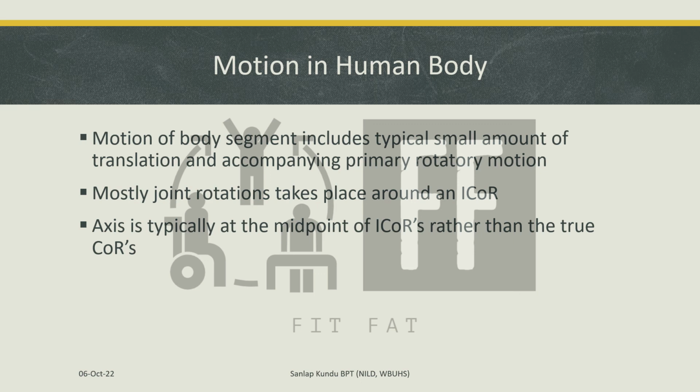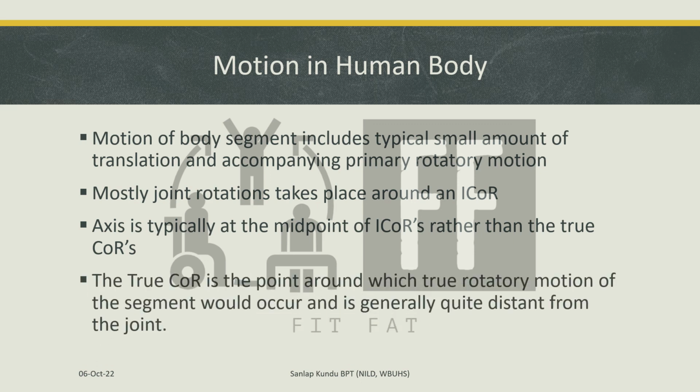And the final thing about this center of rotation is that the true center of rotation is the point around which true rotatory motion of the segment would occur. And the thing is, ये जो true center of rotation होगा, वो जो joint का movement है, वो joint से काफी दूर पे होगा, right? एकदम joint के सामने नहीं होगा, quite distant from the joint.